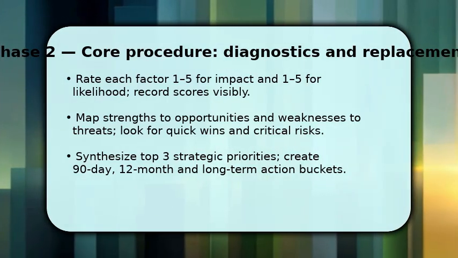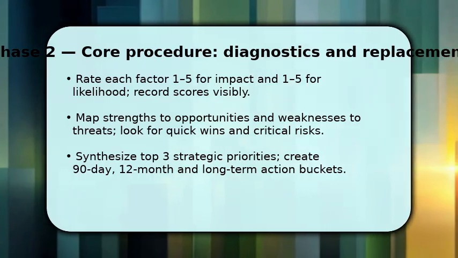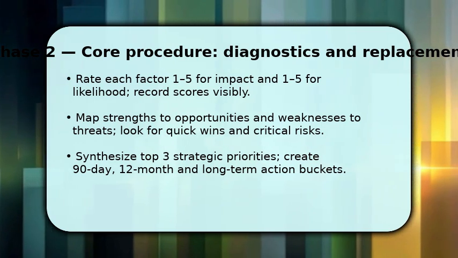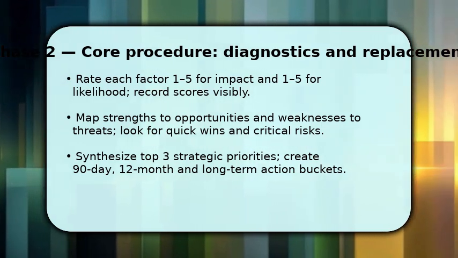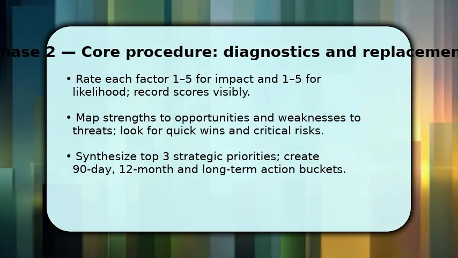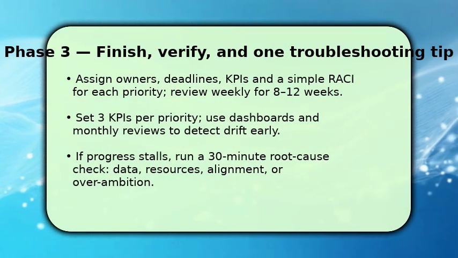Next, prioritize by combined score and pick top 3 strategic priorities. Finally, allocate actions into 90-day, 12-month, and longer-term buckets, so execution has clear timing and ownership. You close the loop by turning plans into accountable execution.